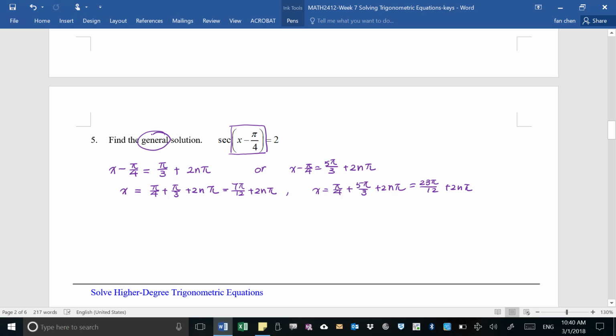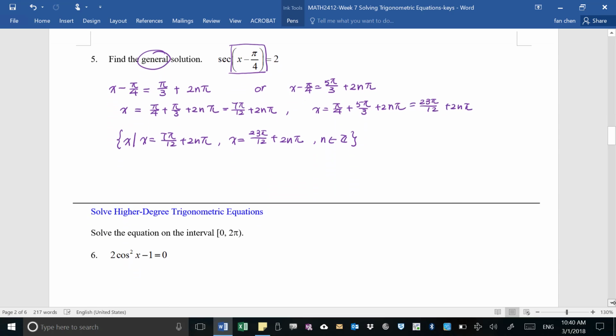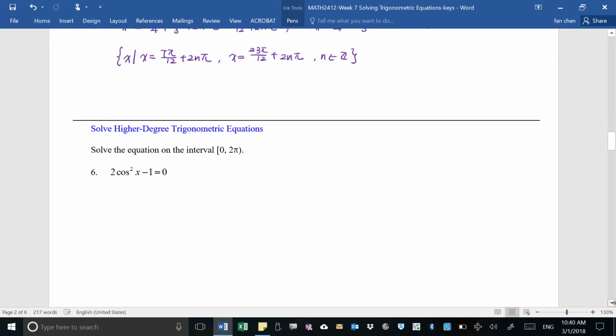So this problem asks you to find the general solution, which means I did not have the limitation, like from 0 to whatever the value is, it can be any real number. So therefore the solution is x such that x is equal to 7 pi over 12 plus 2m pi, or x is equal to 23 pi over 12 plus 2m pi, where m is any integer. Right, so that's a general solution. And all those are linear, because cosine or sine or tangent, whatever the value you see, is just to the first power. Let's see a more challenging one.